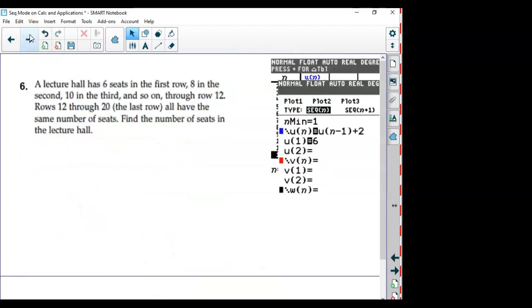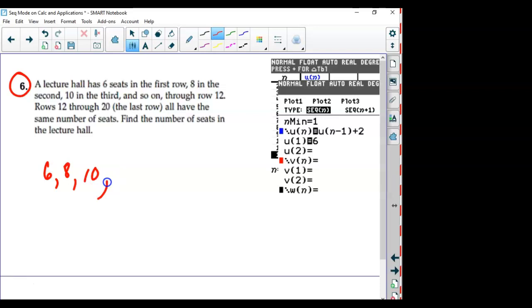All right, couple more examples. This is actually a little more complicated version of a quiz question. The quiz question is not this complicated, but this is a good application. A lecture hall has 6 seats in the first row, 8 in the second row, 10 in the third row, and so on through row 12. Then after that, all of the seats have the same number for rows 12, 13, 14, 15, 16, 17, 18, 19, and 20. So there's 9 rows that have the same amount.